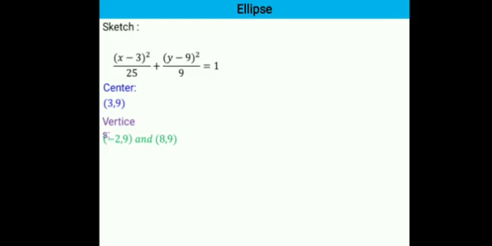Let's sketch. So this is the given equation earlier. Center at 3, 9. Vertices, negative 2, 9, and 8, 9. Minor axis, 3, 6, and 3, 12. With foci, negative 1, 9, and 7, 9.